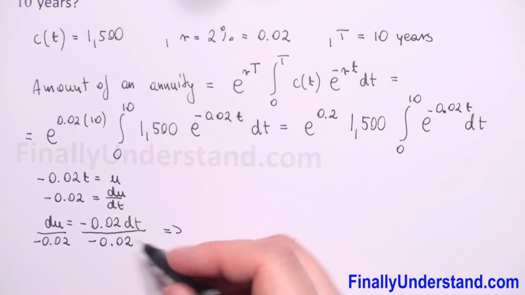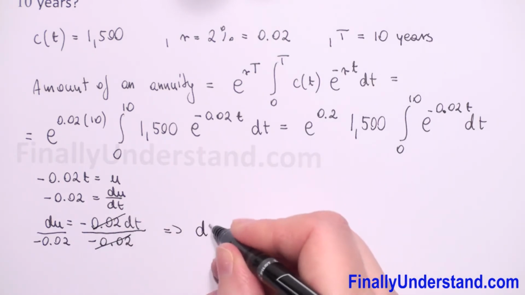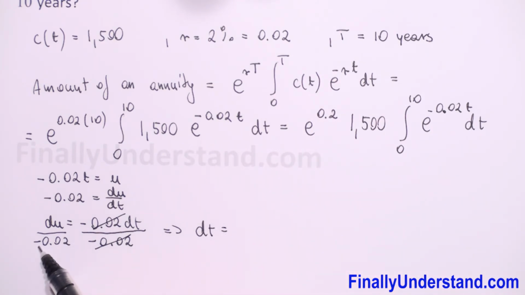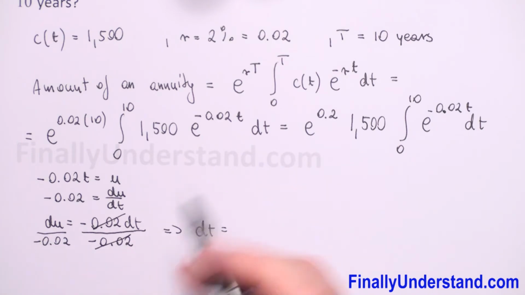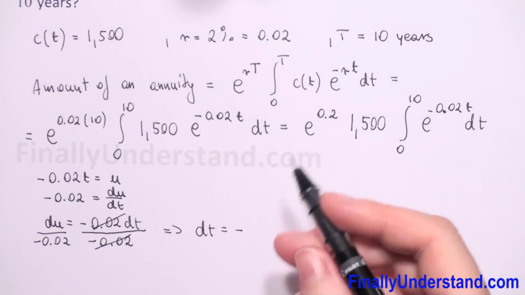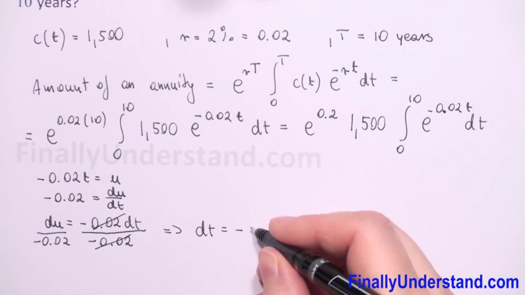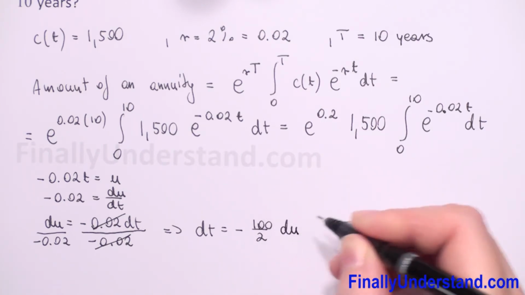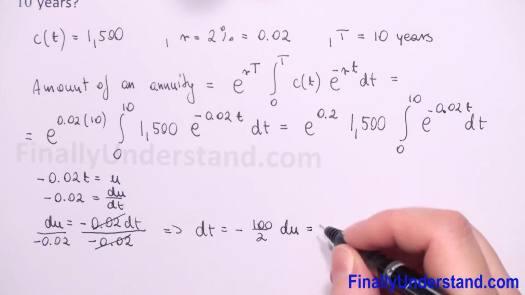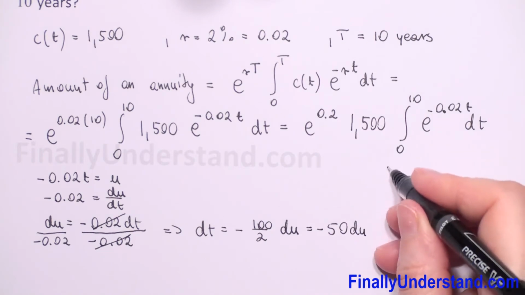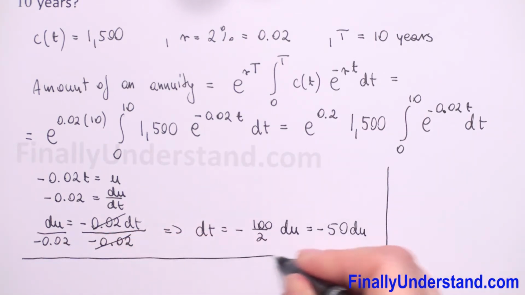So we have that dt is equal to, positive over negative will be negative, and 0.02 as a fraction is 1 over 50, so it will be 100 over 2, times du. So this is equal to negative 50 du. So now we have to come back to our integral.